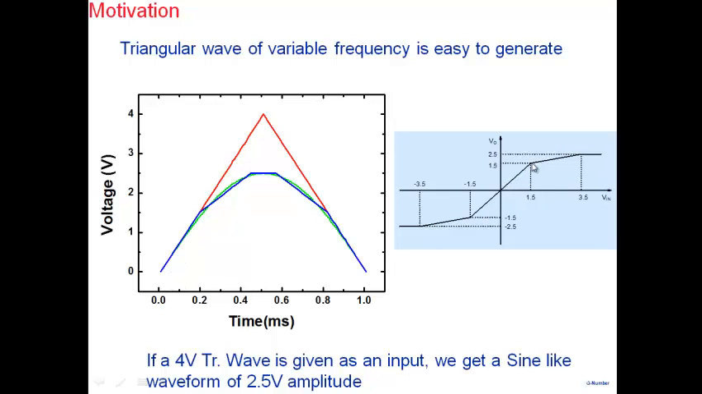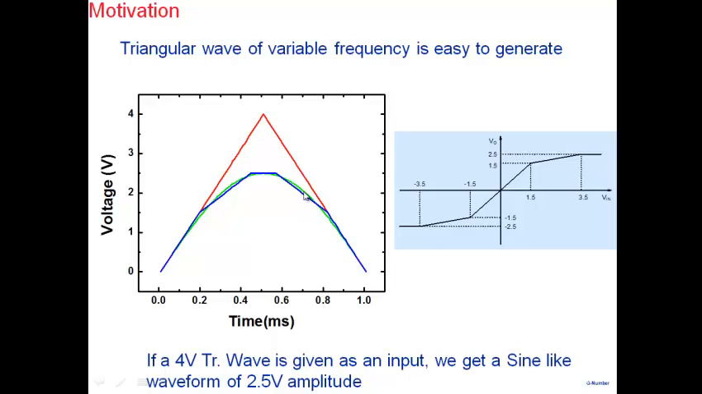Now from 1.5 to 3.5, you can see the slope changes; the slope becomes half. So it doesn't follow the straight line, and the slope becomes less. Beyond 3.5 onwards, it becomes constant. So the blue waveform that you see here is what you will get if you pass a triangular wave through this particular circuit. And in green, the green shows the ideal sinusoidal waveform.